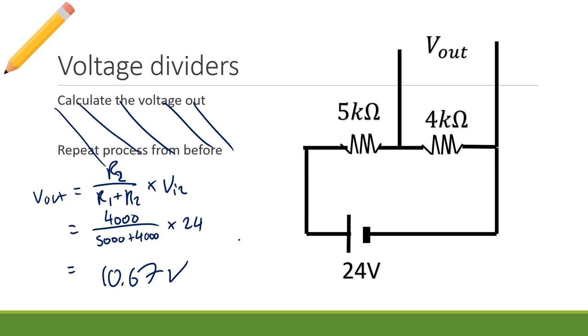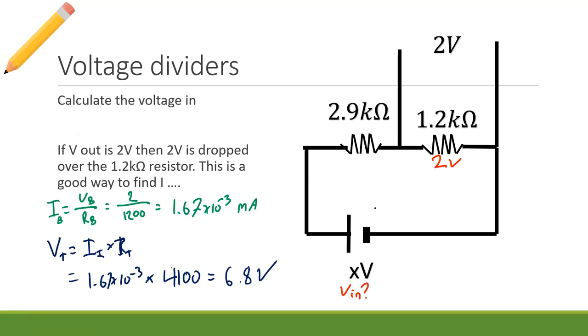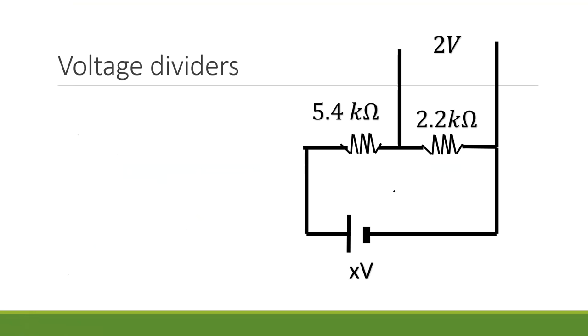Now, could we do that for other measurements, like how we did this question here, where we calculated V in? Could you do that for something like this? Could you calculate the V in? The answer is yes. V out equals R2 over R1 plus R2 times V in.